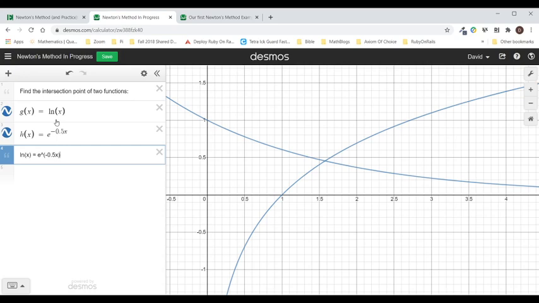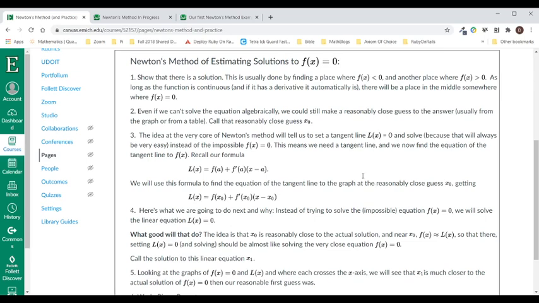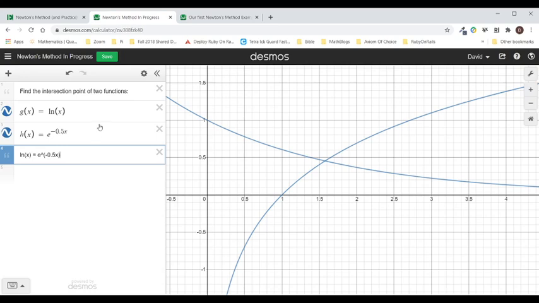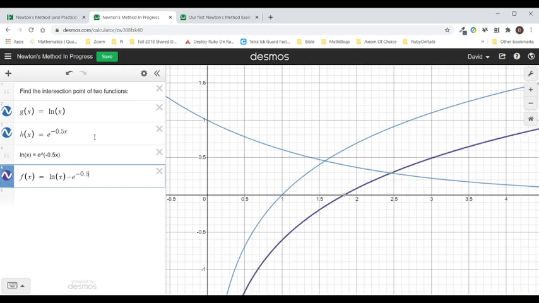And so what we want to do is solve it numerically, and the best way to do that is Newton's method. I'm going to go over to our statement about how to run through Newton's method. The very opening line says, estimating solutions to f of x equals 0. So we're not supposed to be setting two equations equal to each other. We're supposed to be solving an equation of the form f of x equals 0. So I'm going to invent a new function. I'm just going to call it f of x, and take ln of x minus e to the minus 0.5x, like that.